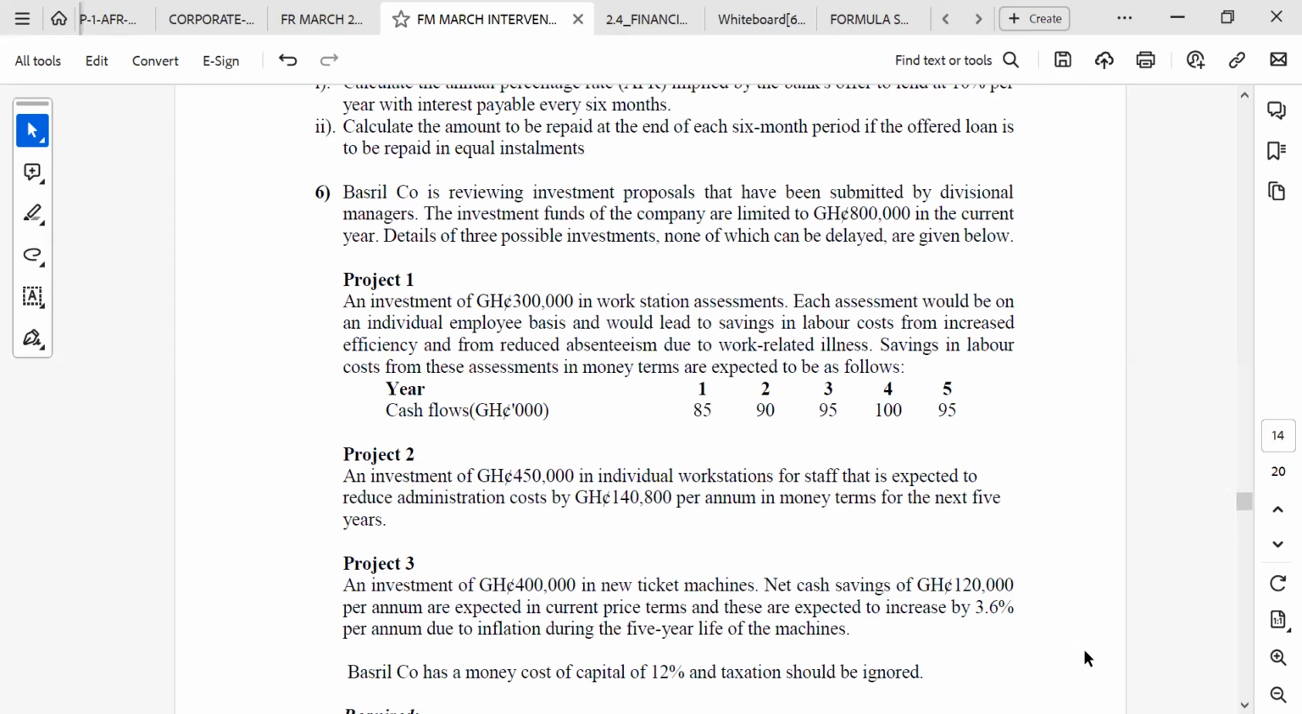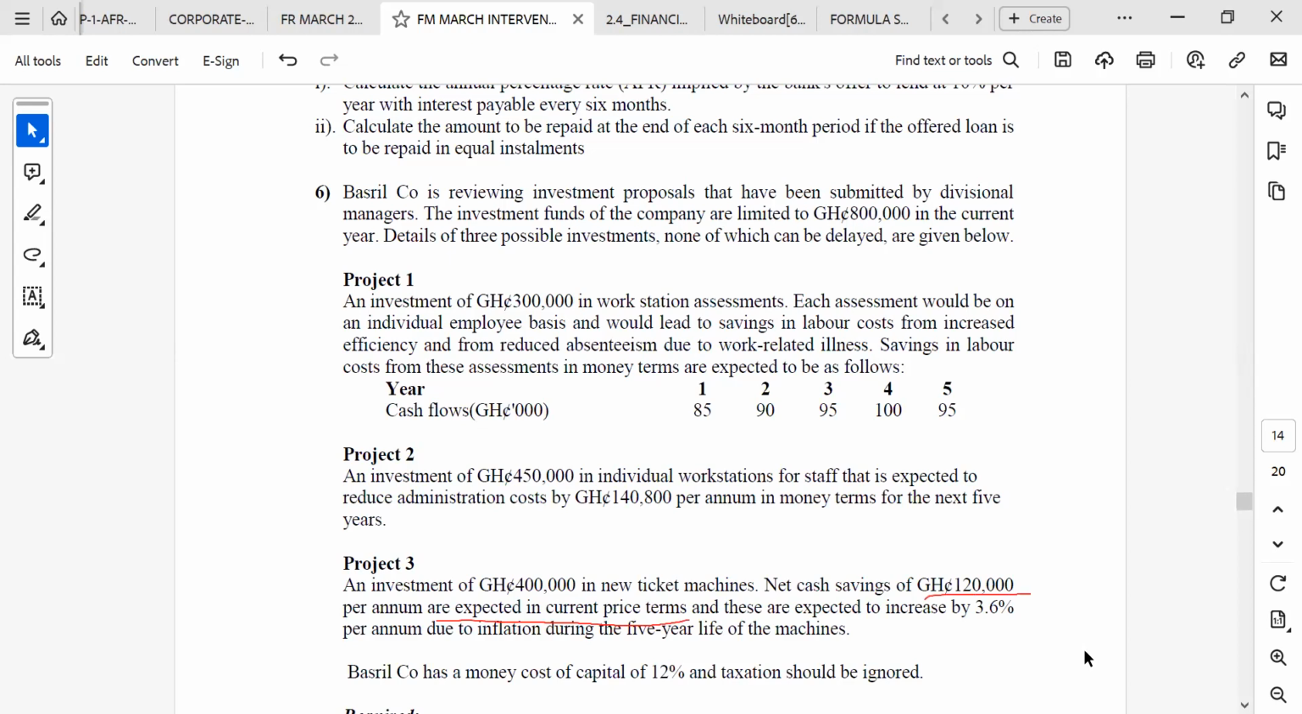Okay. So the cash outflow is 400,000. For year 1, the inflow is 120,000, which is the cash savings. And it will subsequently be increased by the inflation rate of 3.6% for the remaining 4 years.